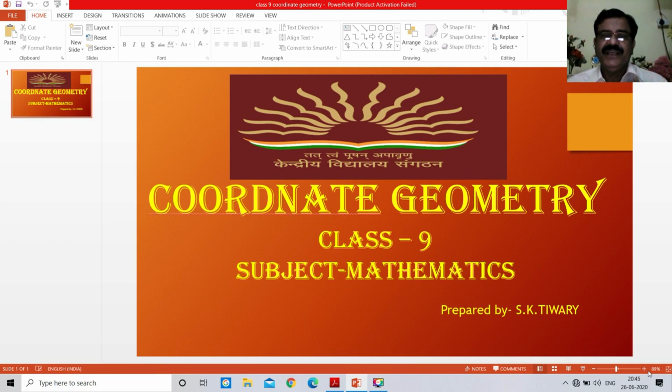them in the xy plane, that is, in the Cartesian system xy plane. In this location you should find the quadrants, the specific quadrant where the point lies. This is our main teaching motto of this chapter. So let us start the chapter coordinate geometry.